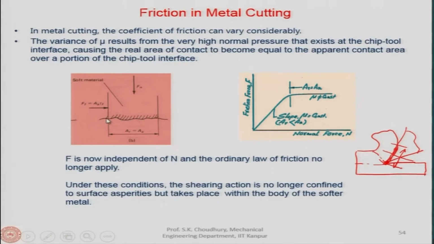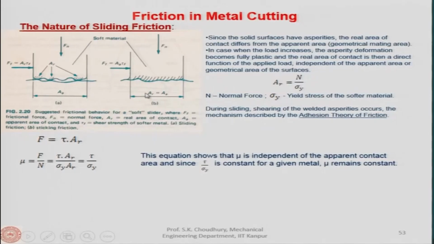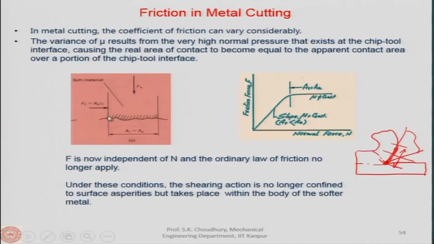Now, what we said is that as it slides, the shearing happens at the welded asperities. But when the real and apparent areas are almost the same, the asperities are welded all together. So shearing happens within the softer material. That is what is said: under these conditions, the shearing action is within the body of the softer metal.